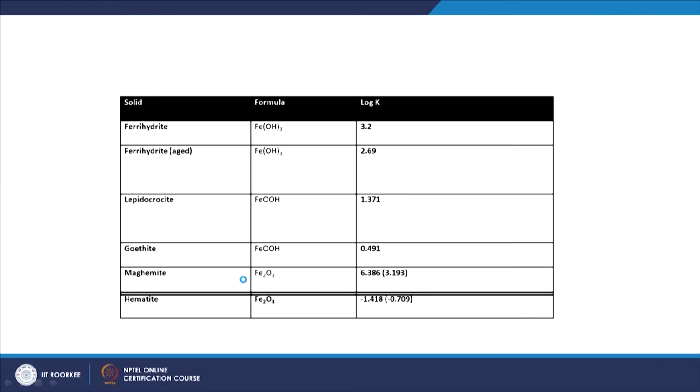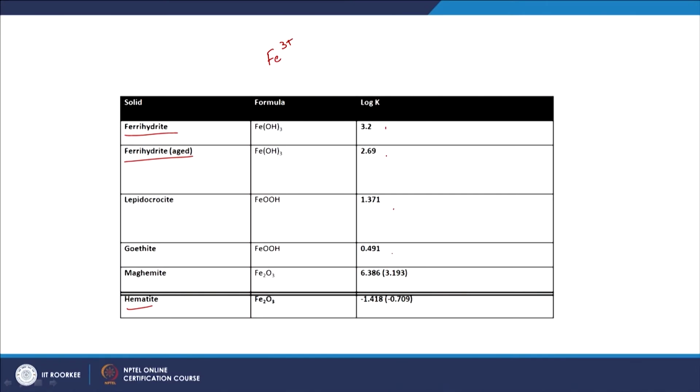Let us just try to understand that here. With respect to Fe3+, we have different forms: one is ferrihydrite, aged ferrihydrite and goethite, ending up with hematite, right. So, from our background, which form will be formed first? I need to look at the log K values, right. These are 6.836 and 3.193, I guess under different conditions. And -4, if I neglect this for now, I see that the log K is in decreasing order, right.